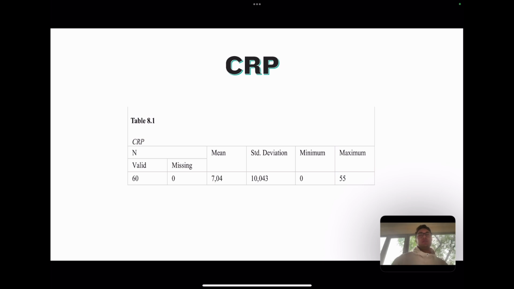Next, let's look at the CRP levels, which is a marker of inflammation. The average C-reactive protein was 7.04 milligrams per liter, with a wide range from 0 to 55. Most patients have low levels below 10, but a few have higher levels, indicating more inflammation.